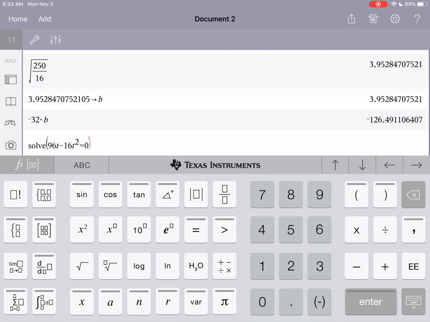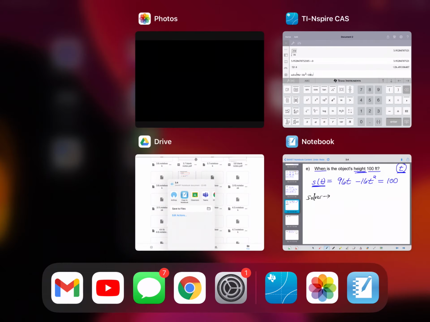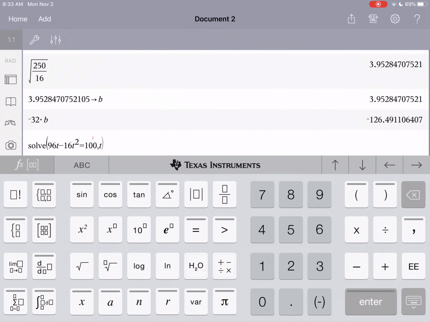But remember the tricky thing that a lot of you guys got wrong here. You need to put a comma at the end of that and tell the calculator what variable to solve that equation for, even though it's kind of silly. There's only one variable in this problem. I just realized, guys, I was about to goof that up. That should have been 100, not 0. So 96t minus 16t squared was equal to 100.